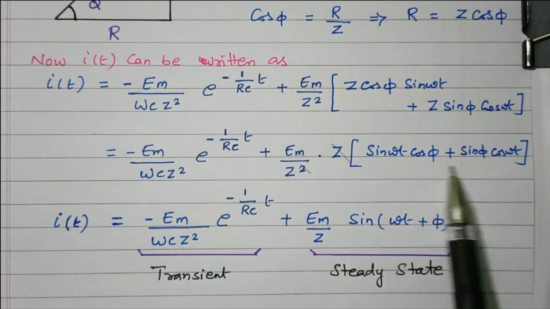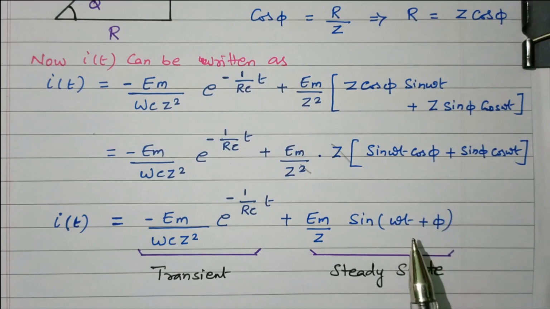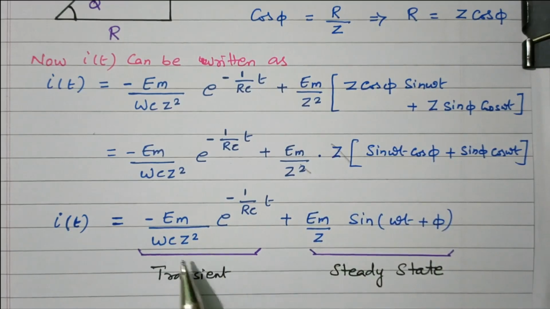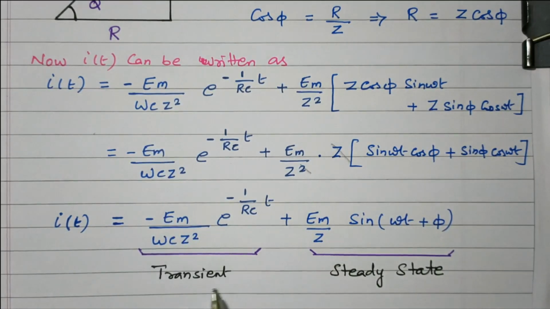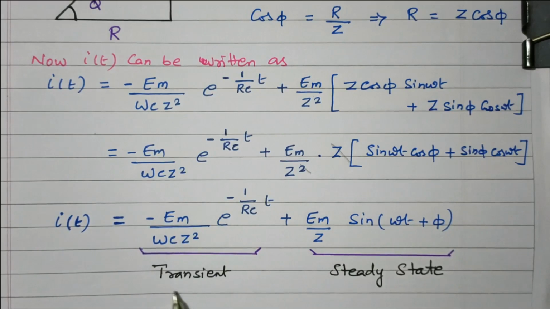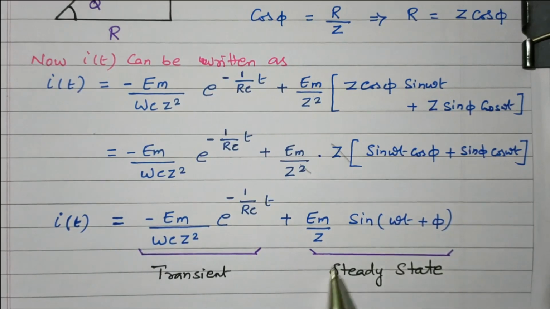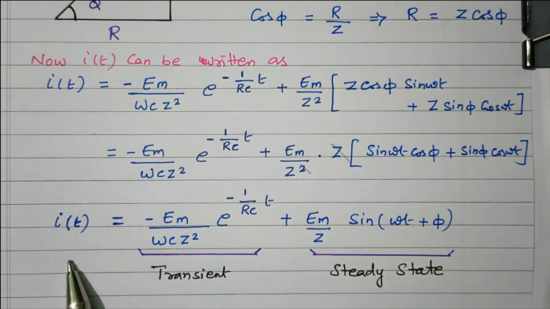So in order to bring this form, we use the triangle. So Z cancels, only Em by Z is available. This term is already available, there is no change in this term. So this is the transient term, and this term is the steady state term. Right. So finally we got the transient current in terms of the transient term and the steady state term.